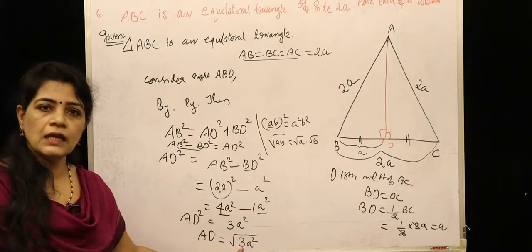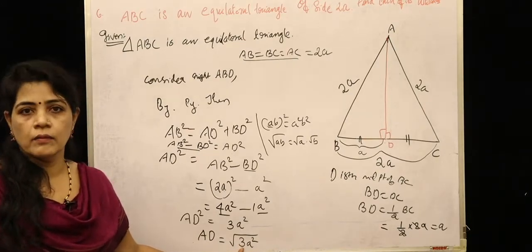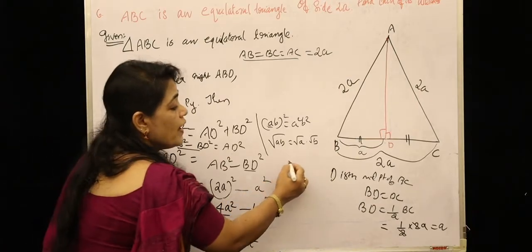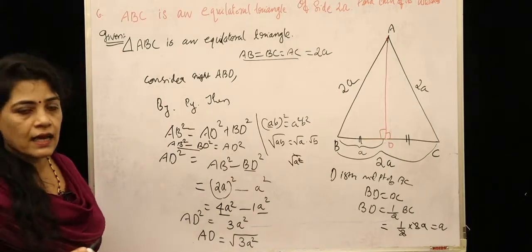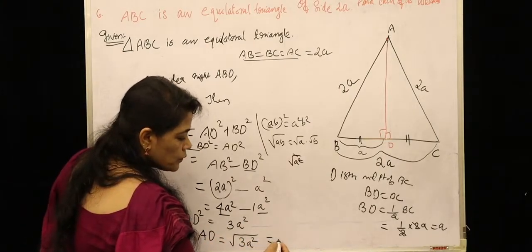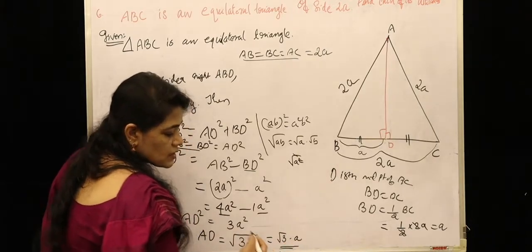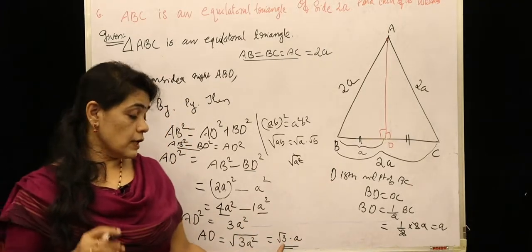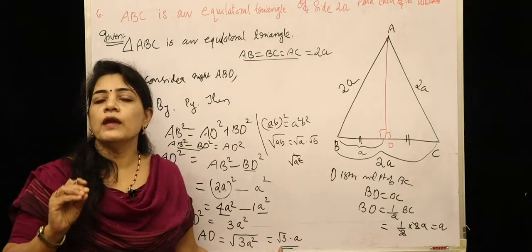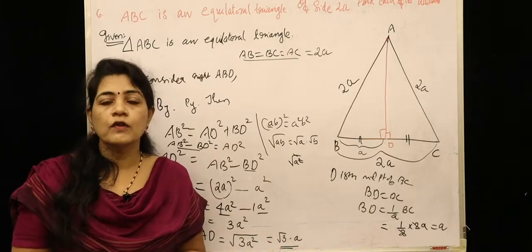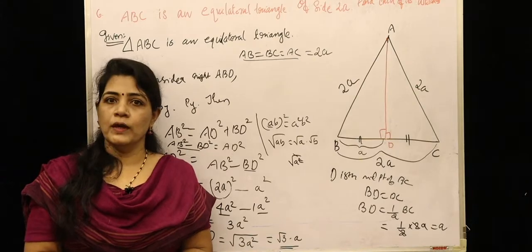So, root 3 is root 3 itself, because 3 is not a square number. But root of a square means the square root and the square get cancelled. So you will have root 3 into a. a is not under the square root, it is free from the square root. So root 3 into a is the length of one of the altitudes of an equilateral triangle of side 2a.